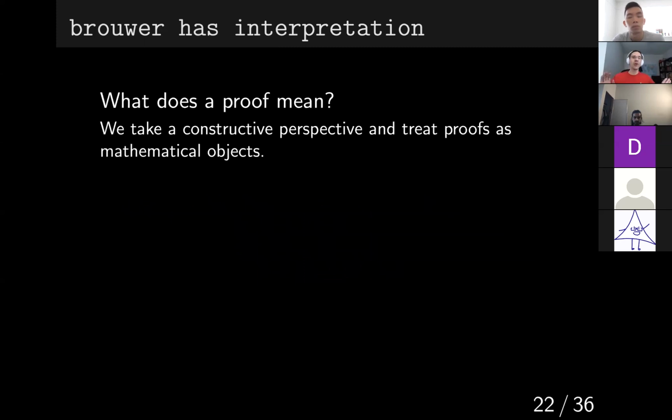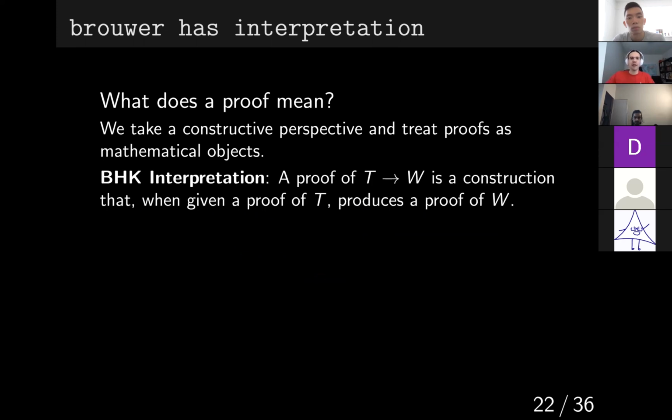Okay, now we're going to discuss what a proof means. We're not satisfied with this perspective of proof trees. We want to do constructive mathematics and we want to view proofs as mathematical objects. So there's something called the Brouwer-Heyting-Kolmogorov interpretation. This is the constructive interpretation of proof. It says that a proof of T implies W is a construction that, when given a proof of T, produces a proof of W. What does it mean to prove T implies W? Well, it means that if you have some proof of T, you can get some proof of W.